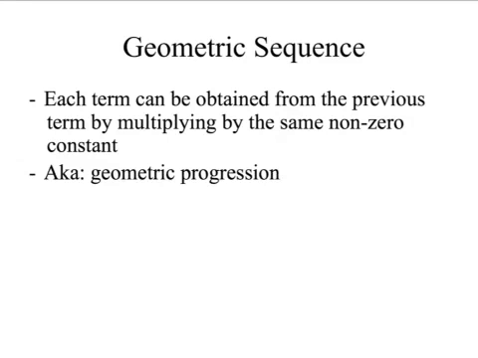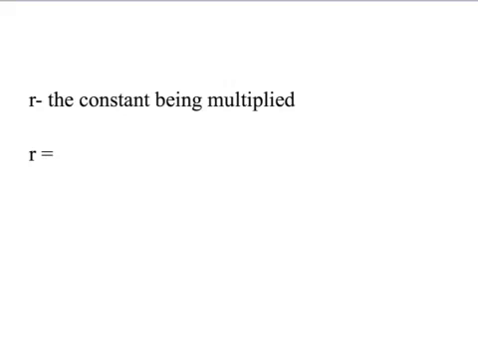A geometric sequence is a sequence where each term can be obtained from the previous term by multiplying by the same non-zero constant. Sometimes it's also called a geometric progression. So a geometric sequence is really where instead of adding the same number every time, you're multiplying by the same number every time. So r is the constant being multiplied. Just like d was the common difference, r is the common ratio.